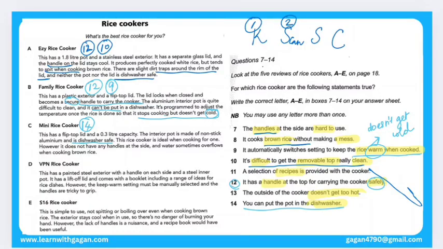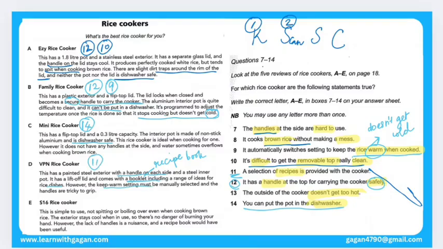Let's move forward. D, VPN rice cooker. This has a painted steel exterior with a handle on each side and a steel inner pot. It has a lift-off lid and comes with a booklet, including a range of ideas for rice dishes. With a booklet, we call it recipe book with a range of ideas for rice dishes. I did read about recipes in the list of features here. If we look at number 11, a selection of recipes is provided with the cooker. So I feel number 11 is a good match here.